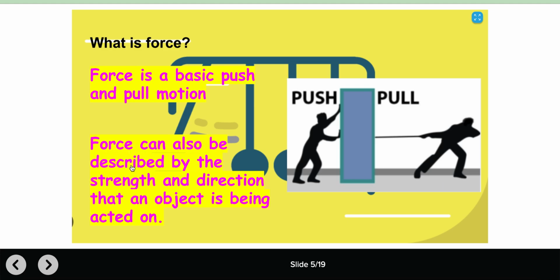But force can also be described by the strength and direction that an object is being acted on. If we were to say that this person is applying 10 newtons of force and this other guy is pushing with 20 newtons of force, we could say that he is applying greater force in this direction going right. Because if you're applying force to something, you're trying to make it go in a direction. Even if you're pushing down on a table, the direction you're applying force is downward, and then the table is acting in the opposite direction.